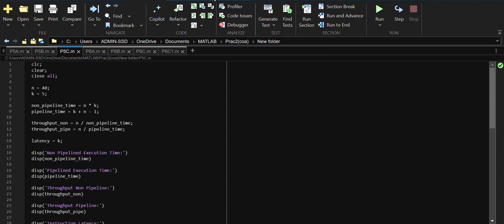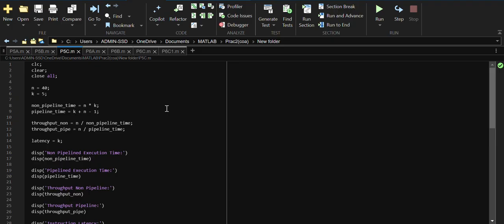First, the program calculates the execution time for both non-pipelined and pipelined processes using a fixed number of instructions and pipeline stages. Here, the number of instructions is given as 40 and the number of pipeline stages is given as 5. Then it calculates the throughput, which represents how many instructions are completed per clock cycle. In pipelining, multiple instructions are processed simultaneously, so the throughput is higher compared to non-pipelined execution.